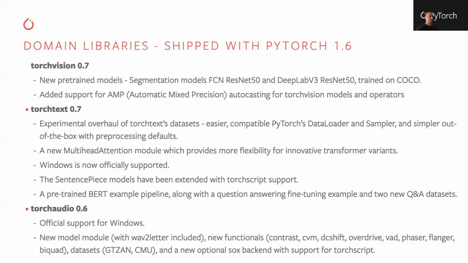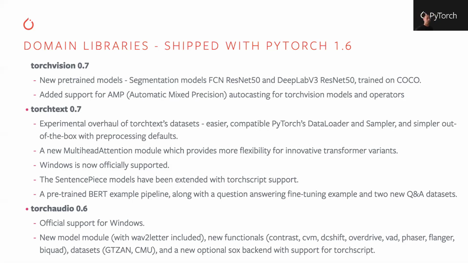In TorchText 0.7, we are revising the dataset API to be compatible with PyTorch's data loader and sampler, and added some nice pre-processing defaults as part of that. And so the revamp of TorchText continues, and we made a big step forward in this release.